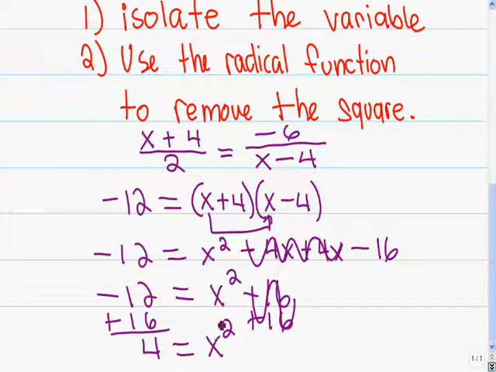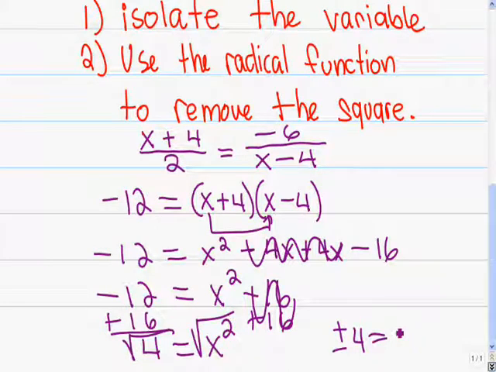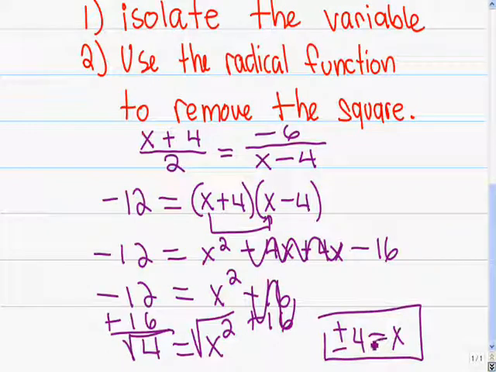It's all by itself. Well, after I isolate the variable, I use the radical function to remove the squares. So the radical function is this. So what's the square root of x squared? Well, what's the square root of 4? Plus or minus 4. And what's the square root of x squared? x. So this is my answer. x equals plus or minus 4.